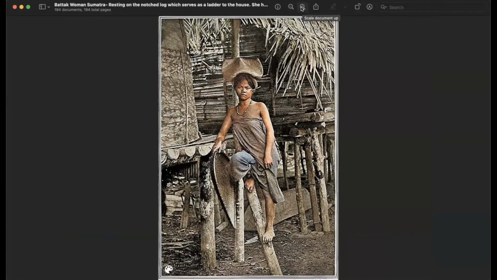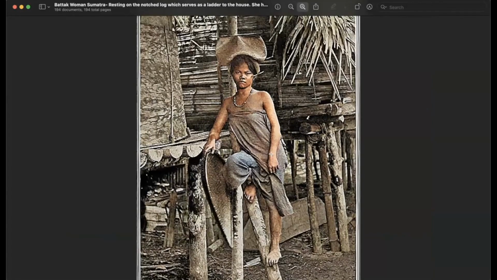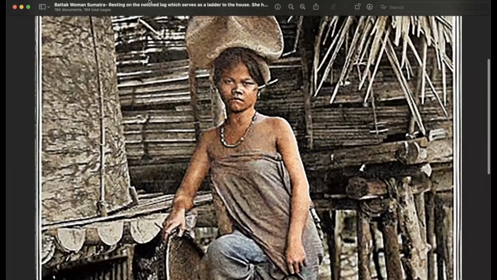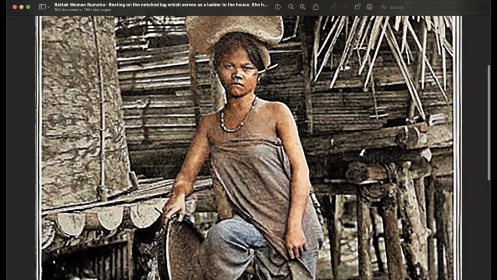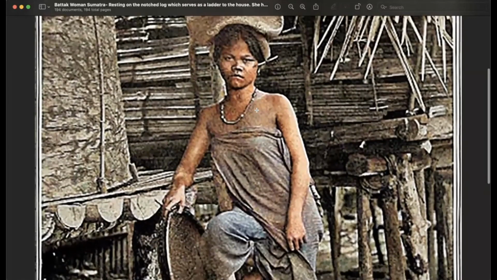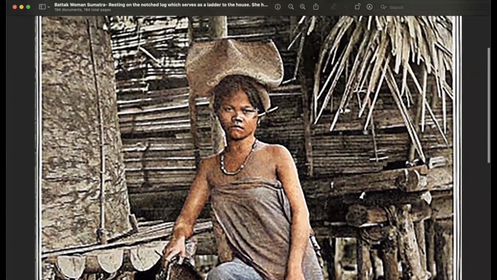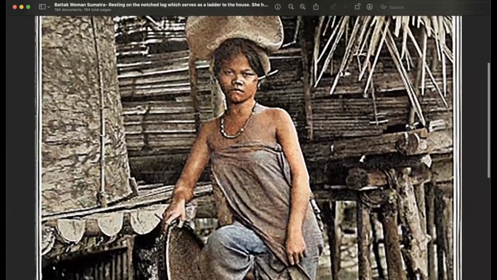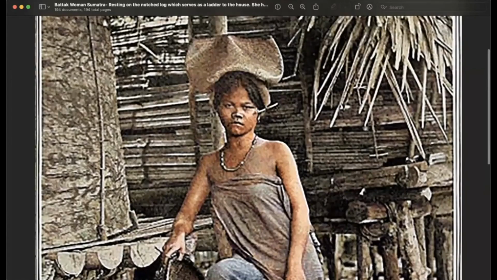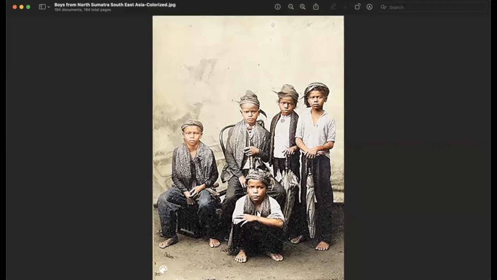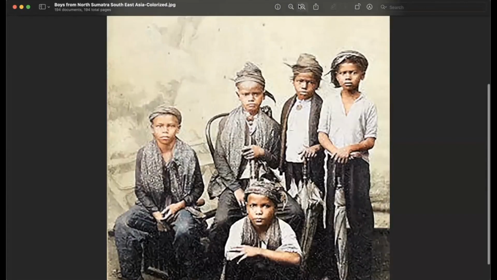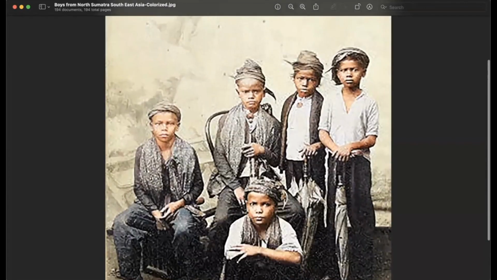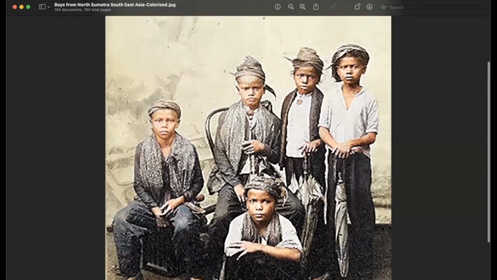It says Batak woman in Sumatra, but she's in Sumatra, so maybe she was taken there. It says resting on a notch log, which serves as a ladder to her house. Okay, a Batak woman. You see what she looks like, right? Again, Asians, so-called black Asians. Right here we have a picture of some boys from North Sumatra, Southeast Asia, the Sumatra Island, right? North Sumatra. Do you see? What do you see here?